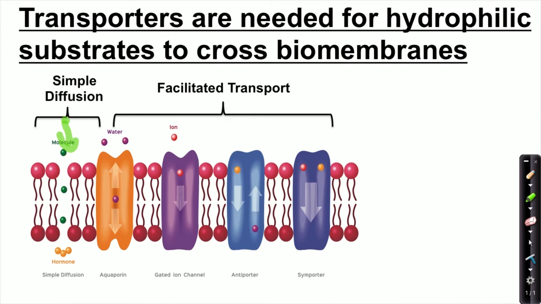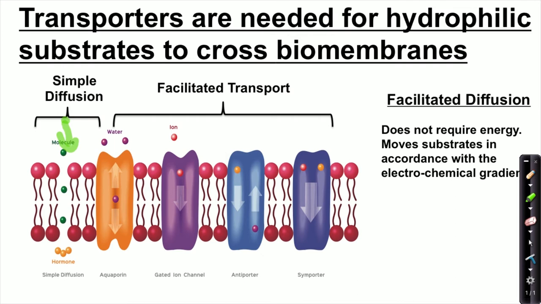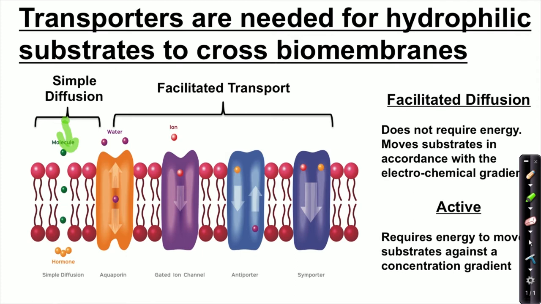And facilitated transport, which is facilitated, if you will, by a transporter, can be divided into two major categories. One is facilitated diffusion. Facilitated diffusion doesn't require energy. It moves substrates in and out of a cell across the plasma membrane in accordance with the electrochemical gradient. The second process is called active transport. Active transport requires energy and may move substrates against a concentration gradient, so from low concentration to high concentration. And I'll describe facilitated transporters and active transporters in the next few slides.